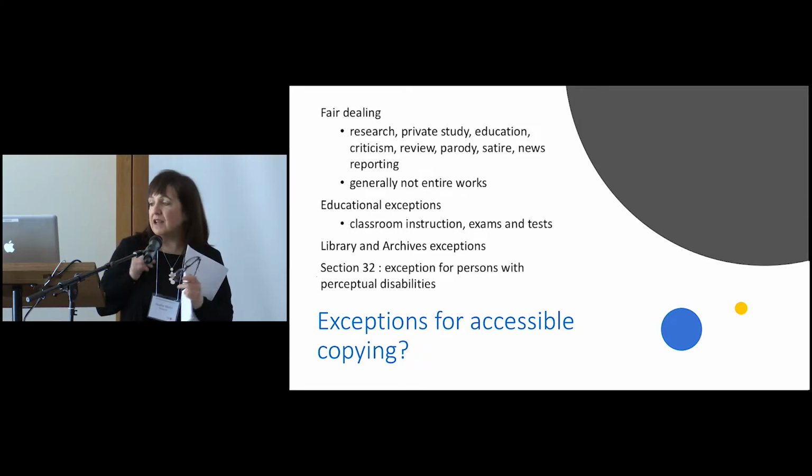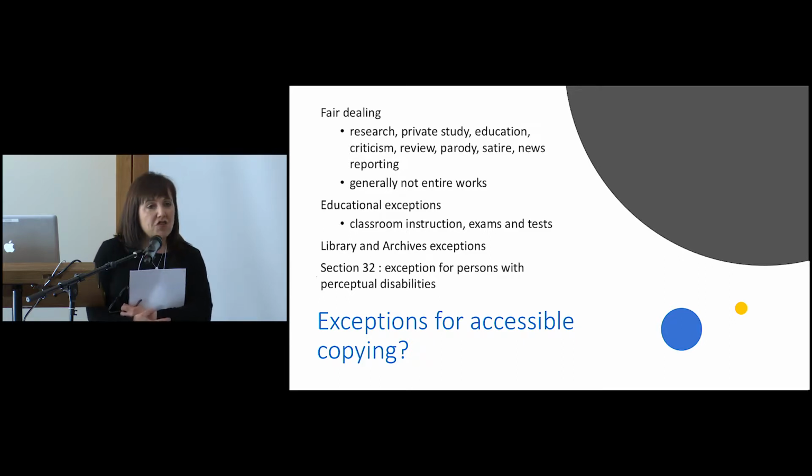Not that fair is defined in the copyright legislation, but it's generally accepted that it doesn't allow for the copying of entire works. So fair dealing may enable you to make copies of some things, an article, a single chapter, an image occasionally, in certain formats, but it doesn't give us the kind of blanket permission to make copies in accessible formats that Section 32 does, for example.